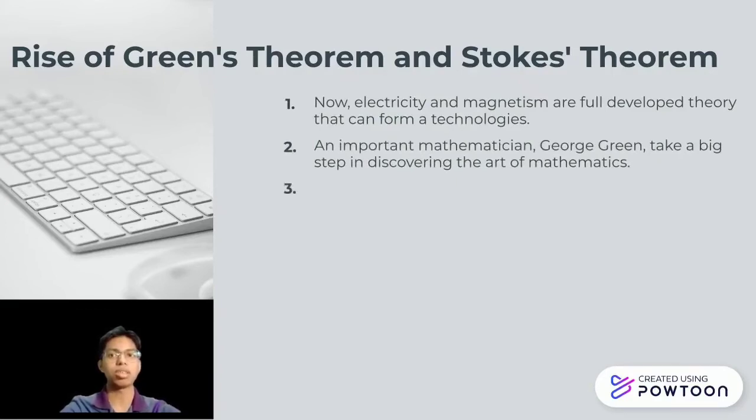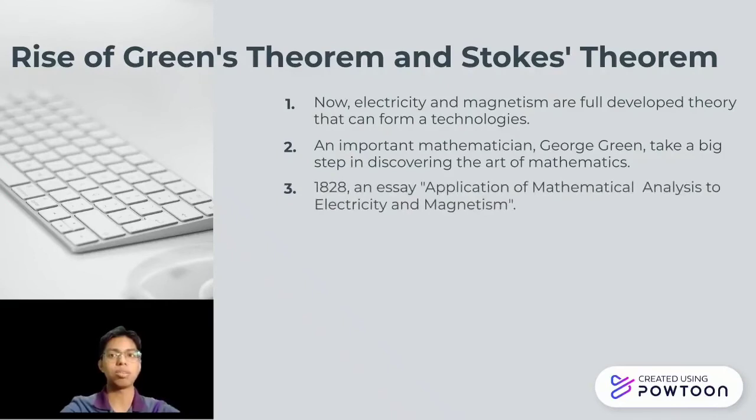The first step that he took is he published an essay called Application of Mathematical Analysis to Magnetism Theory in March 1828. In his work, he introduced the concept of potential function and how to conduct the function. This essay includes the important formula known as Green's theorem.